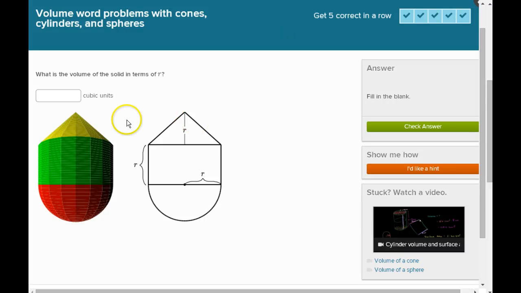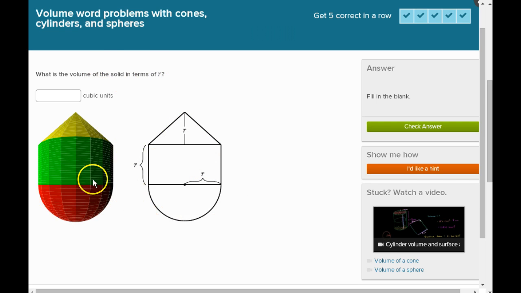Okay, so in this problem we have three parts. We have a cone, we have a cylinder, and we have a sphere. So what we're going to do is find the volume of each of the three parts and add them together to get the volume of the solid, what they're calling the solid.